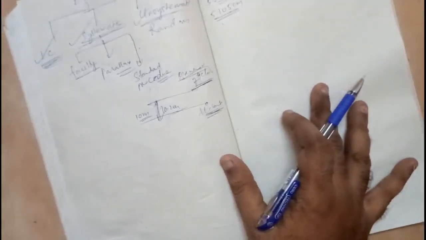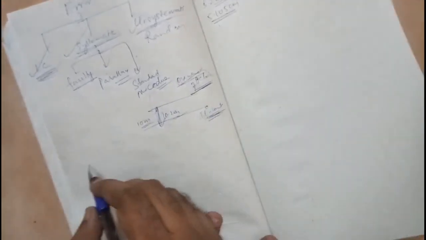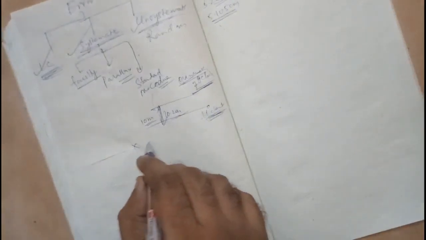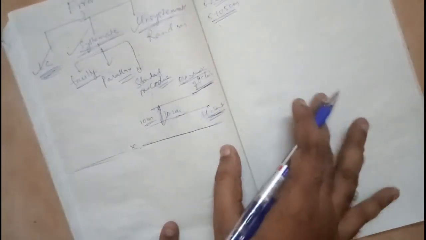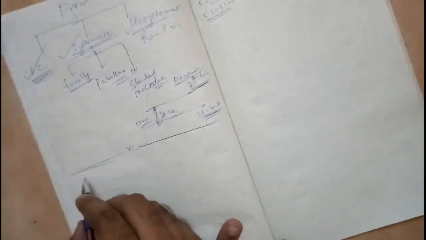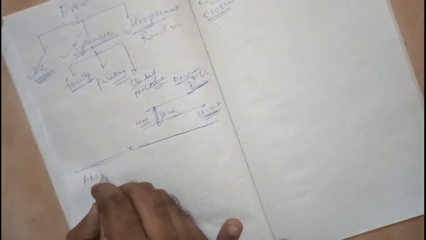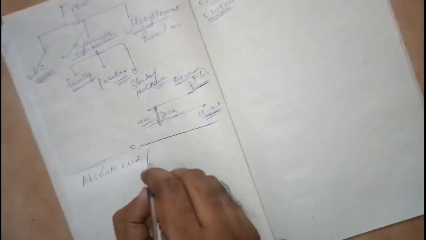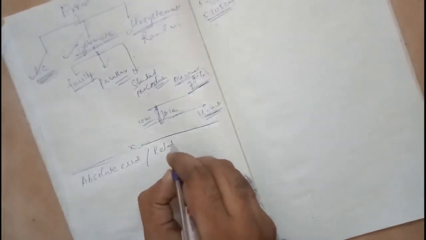When we talk about errors, there are two more types of errors on which many problems come. They are absolute error and relative error.